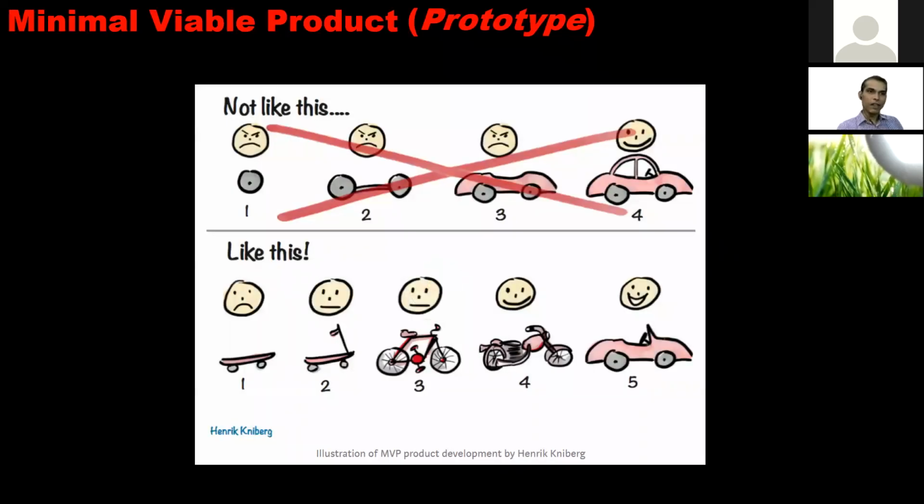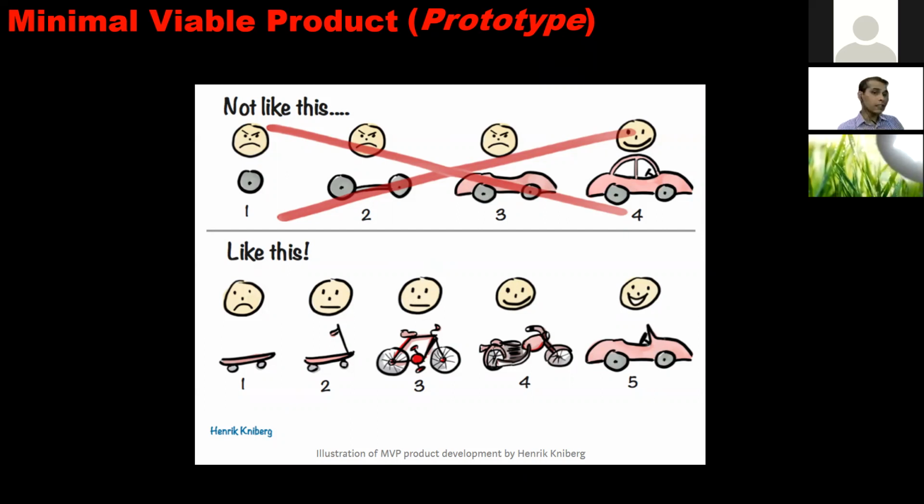Henrik Kniberg's first image is more around the waterfall. You build the wheels, you build the wheel alignment, you build the chassis, and then you deliver the car. And until then, the customer is unhappy. So that is not a minimum viable prototype. The minimum viable prototype is you give them a skateboard, then you give them the handle to hold it, you give them a cycle, you see the customers, because it's a complex world.